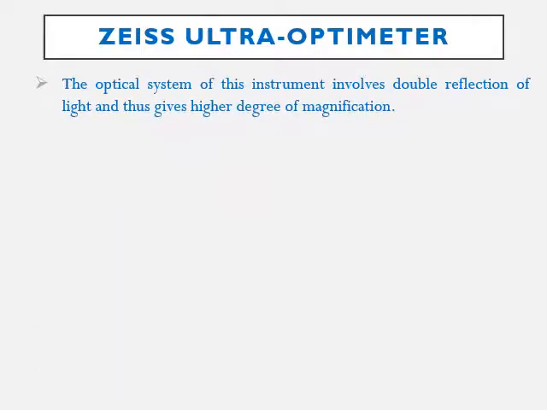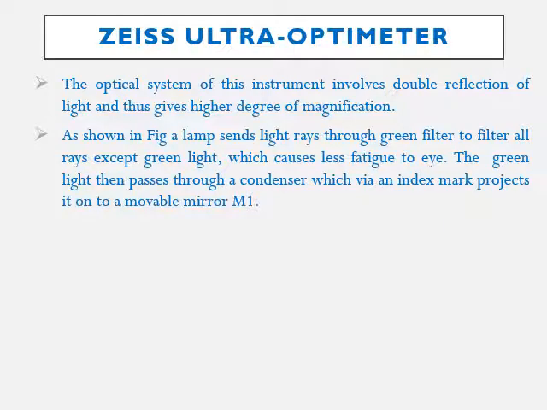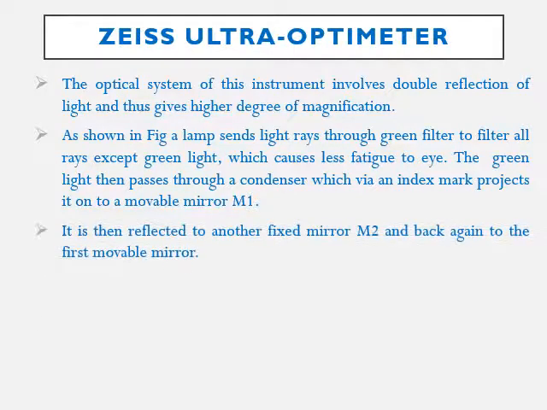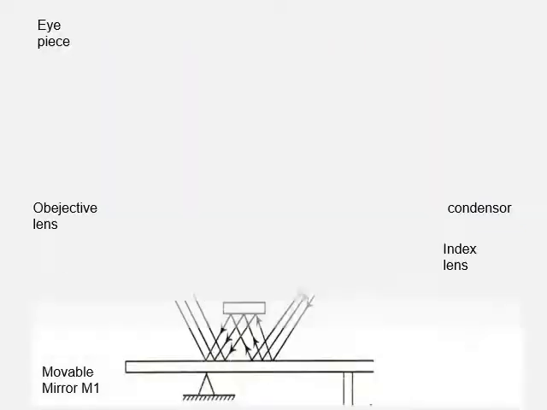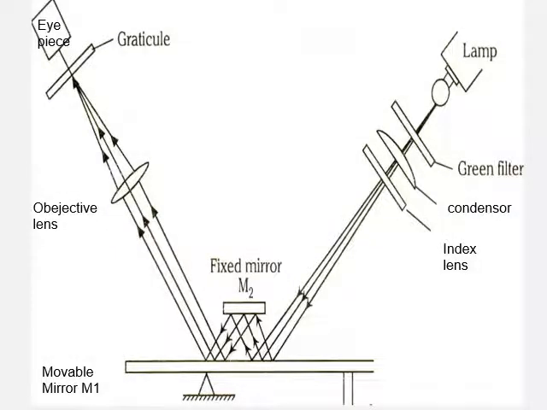The Zeiss ultra optimeter is one such optical comparator which is widely used for measurement purposes, possessing a high degree of magnification. Here, even in this case, there are two mirrors. Let me say mirror 1 and mirror 2. Mirror 1 is a movable mirror, whereas mirror 2 is a fixed mirror.